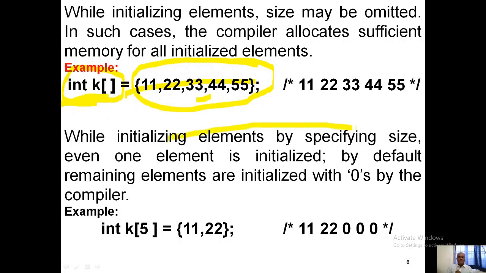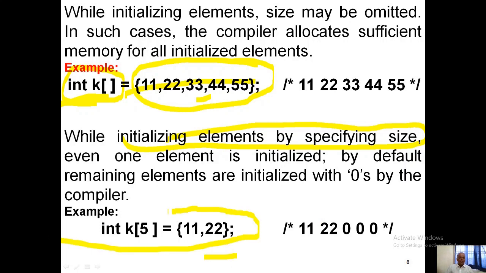Sometimes while initializing the elements, the size can be defined but the initialization values are less than the size. At that time, how is the compiler going to allocate? Let us look at this example. int k of 5 equal to 11 comma 22. Our array size is 5 here, but how many elements do we have? 2 elements. These 2 elements are stored in successive memory locations. The remaining 3 locations are initialized with zeros by the compiler.